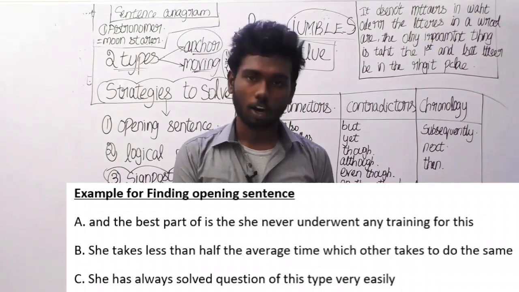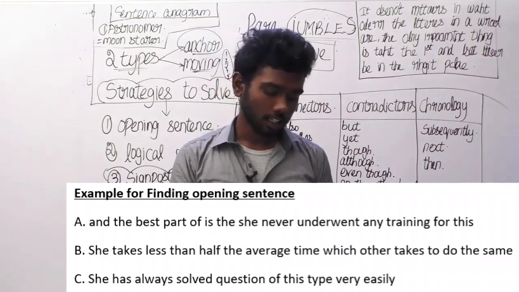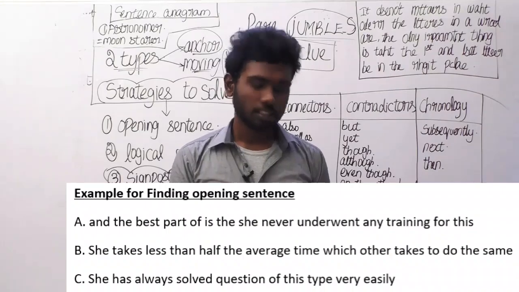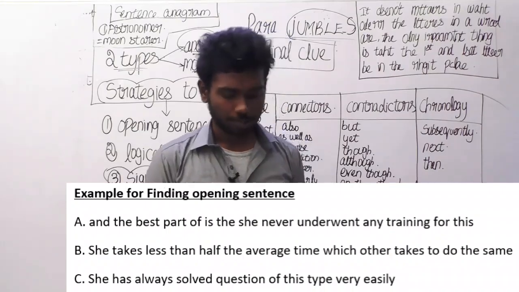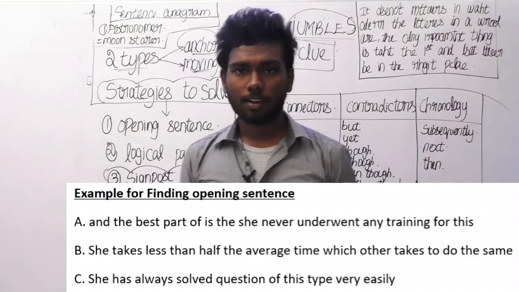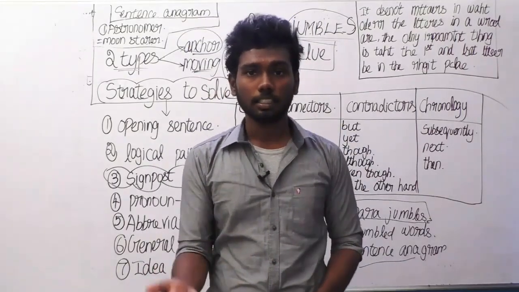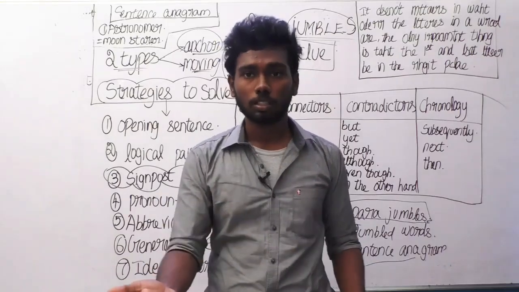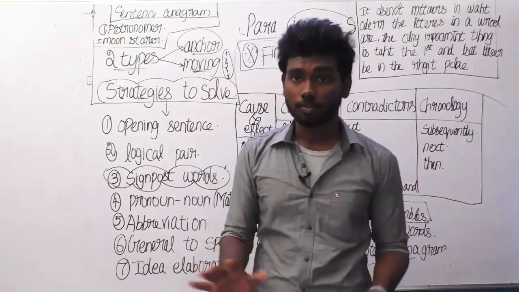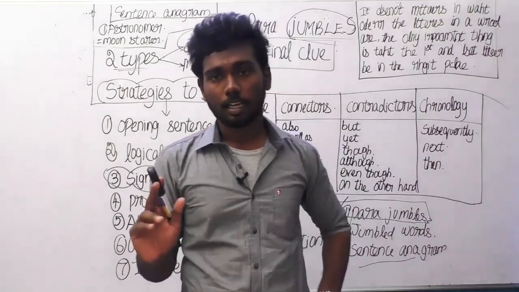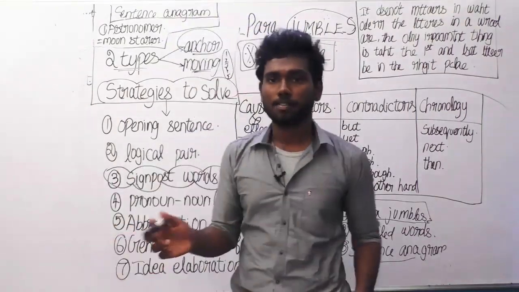The first sentence is option C, the second sentence is option B, and the first sentence is obviously going to be option A. So I have explained this to you very clearly. If you didn't understand this, you can rewind the video and watch it again. You are obviously going to understand this very easily. And there is another clue to find the first sentence.